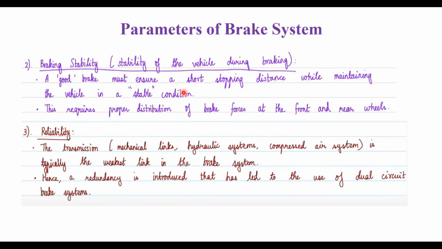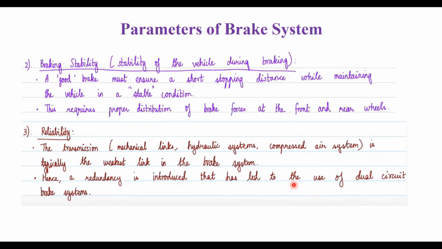And in order to achieve the stability of the vehicle during braking, you need to have the proper distribution of brake forces. The brake should be applied properly in both the front wheels and also rear wheels. In front you have the left and right front wheels, and then the right and left rear wheels. So all the four wheels should be equally distributed with respect to the brake forces, so that you will maintain the stability during the braking.